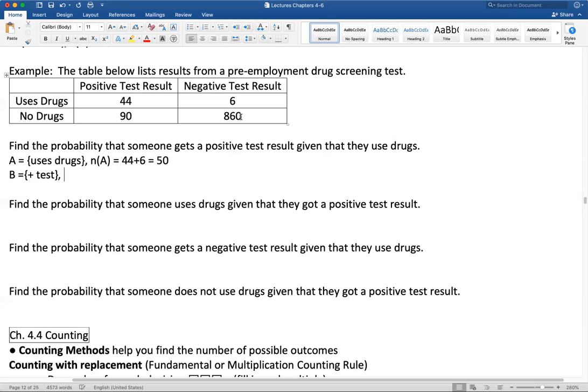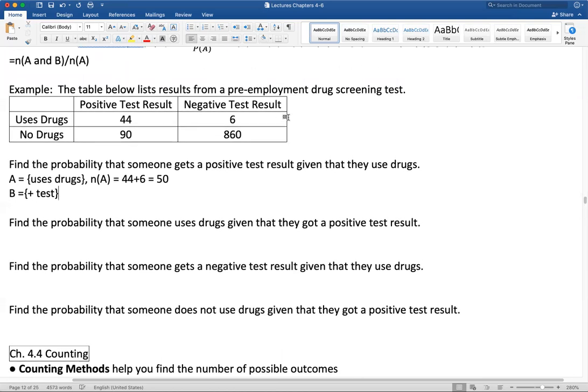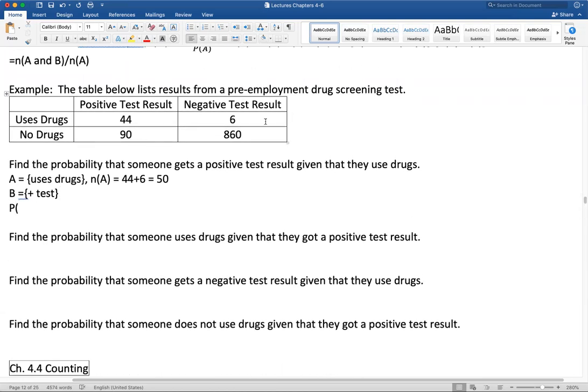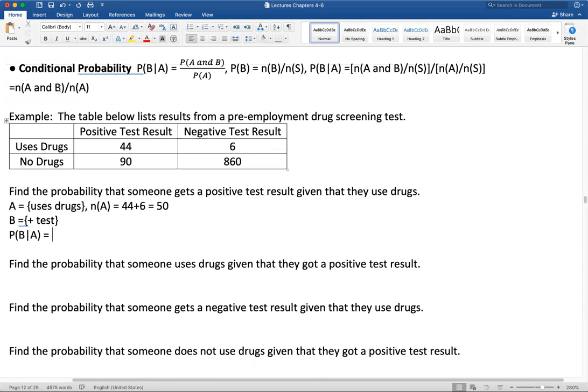Now, to find the probability that someone gets a positive test result given that they use drugs, that is a conditional probability, right? P of B bar A. This is equal to the number of outcomes in A and B. So we need to figure out the number of screen tests belonging to both event A and event B. That means we have to find the number of screen tests that got a positive test result and use drugs, which is 44, right?